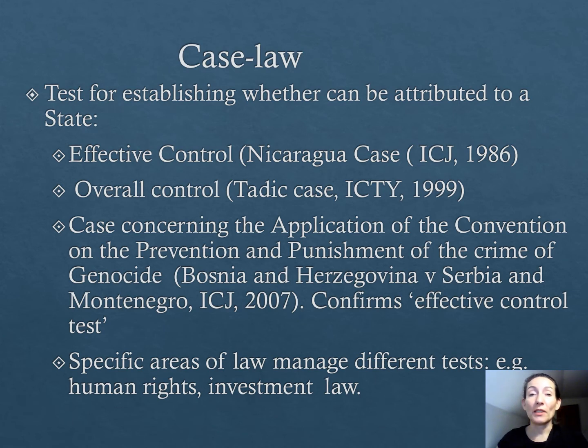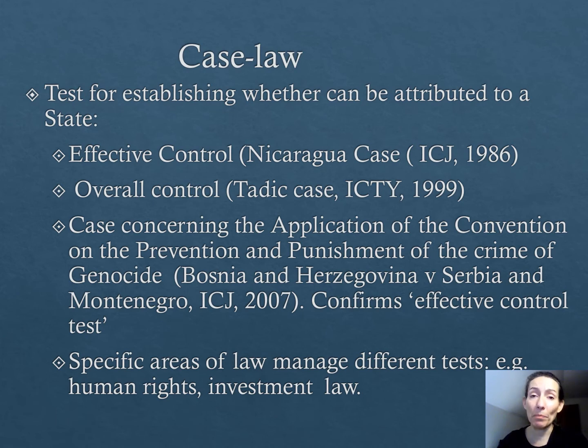A different court, in a different context, the International Criminal Tribunal for the former Yugoslavia, used a less stringent test and affirmed that it was sufficient for a state to have overall control instead of effective control of a group to attribute the actions of the group to the state. However, the International Court of Justice reiterated the need of effective control in the case concerning the application of the Convention on Genocide in 2007. Therefore, according to the International Court of Justice, the test of effective control prevails.